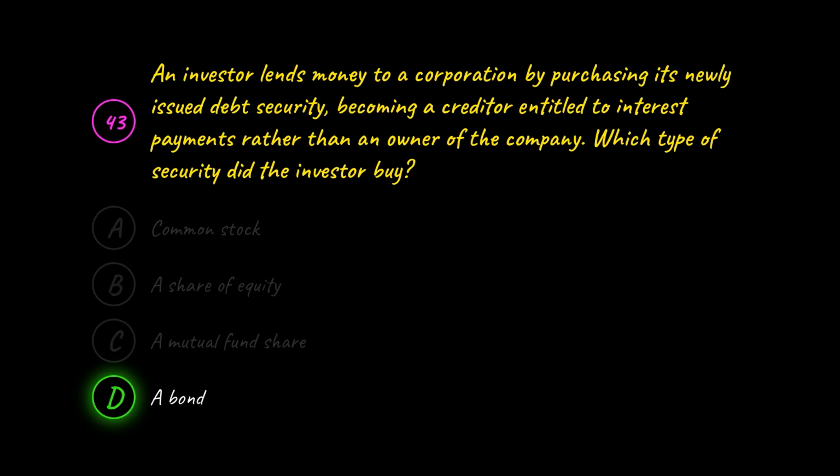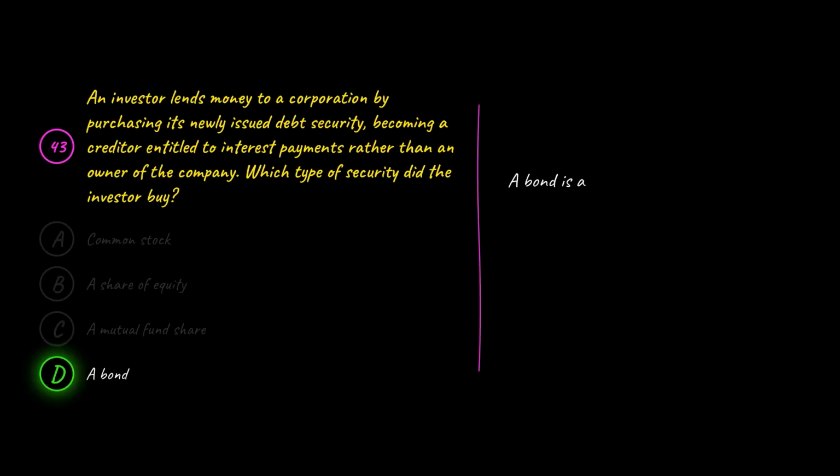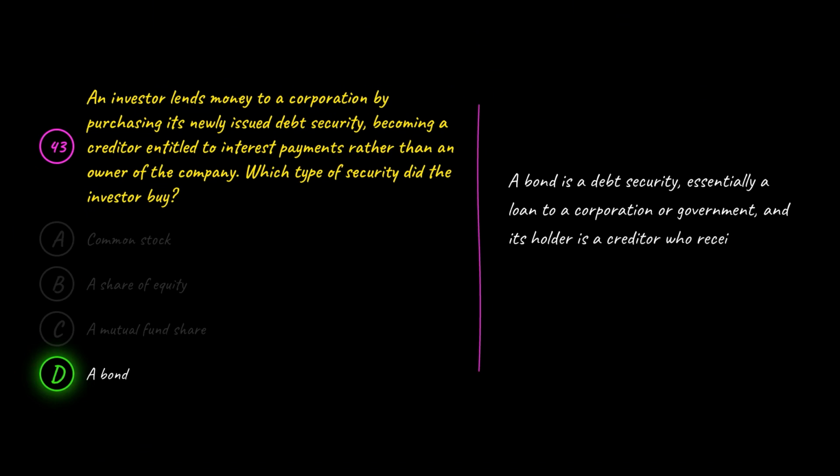The correct answer is D. A bond. D is correct because a bond is a debt security, essentially a loan to a corporation or government, and its holder is a creditor who receives interest. Lending to the corporation as a creditor entitled to interest describes buying a bond.